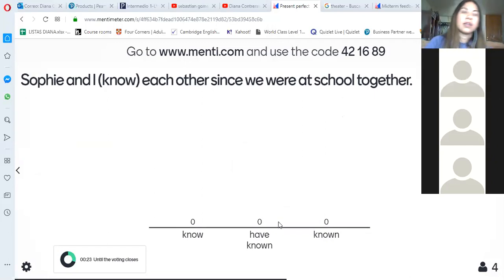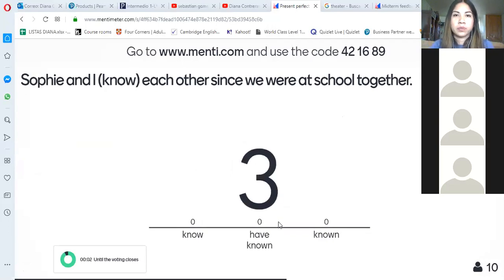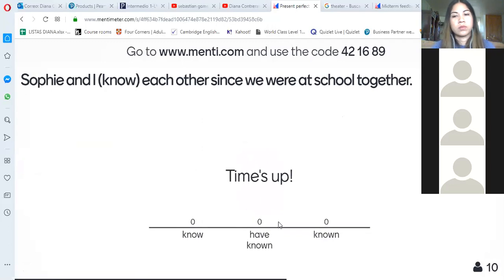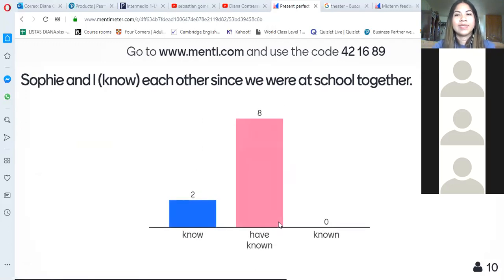Sophie and I have known each other since we were at school together. We use present perfect because it's something that started at school in the past, but we still know each other, so it continues up to the present. Let's see. Good. Sophie and I, you need auxiliary, have, because it's we have, and past participle. Next.